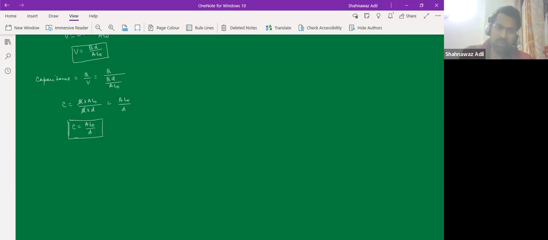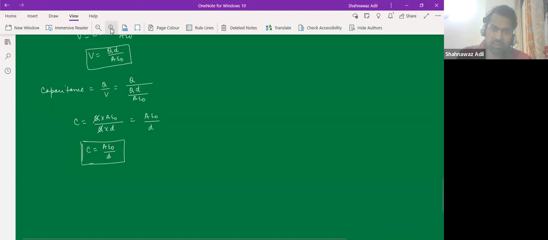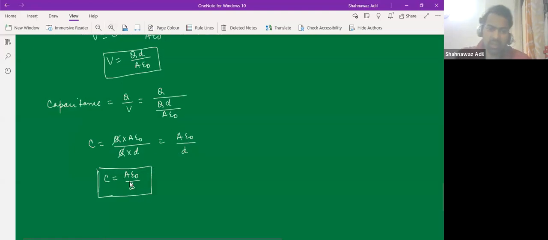Okay, so what did we understand? If we have a parallel plate capacitor, the capacitance would be this much, and it depends upon the area and the distance. Can you tell me, if we decrease the separation, what will happen to the capacitance? If we decrease the distance, the capacitance will increase. Yes, absolutely right. And if we increase the area, of course the capacitance will also increase.